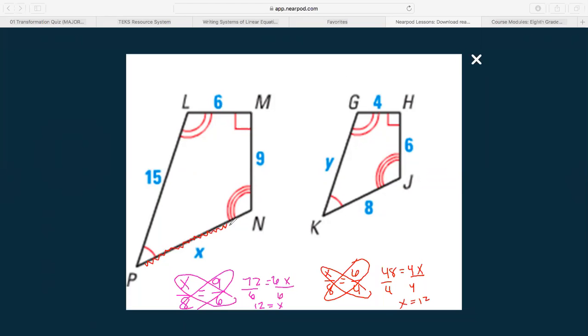All righty then. Good job. So the biggest thing is identifying which ones the corresponding sides are, and from there, setting up a proportion. All right, seriously, if there's any questions, any confusion, please do not be scared to ask. I'd rather you understand than anything else. Yes, ma'am.